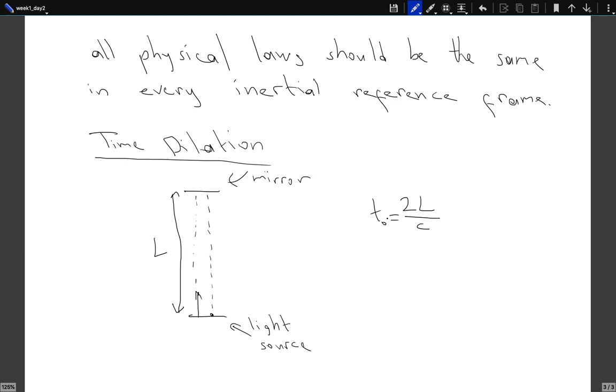About one suggestion: whenever you are writing expressions, either write everything numerically or write everything symbolically. Don't write this as 2L divided by 3 times 10 to the power 8. Everything should be either numerical or symbolic. Don't mix them.